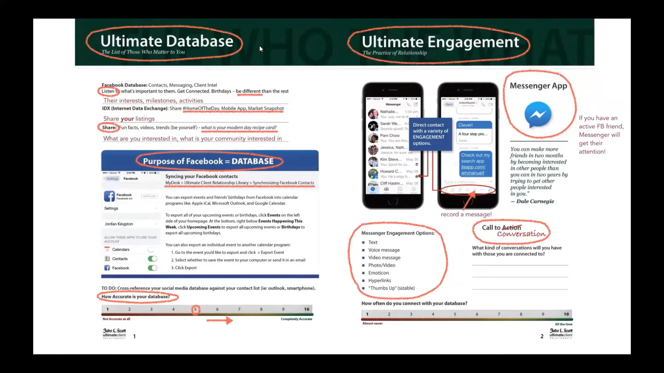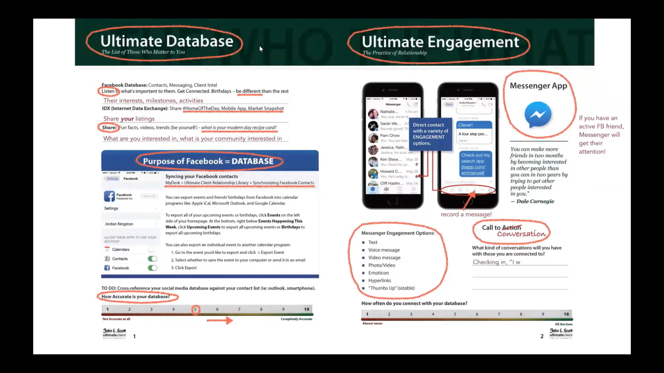That message is really powerful. Because that call to conversation could be something like at the end of your voicemail or at the end of your video message, I'd love to connect, love to catch up on coffee, whatever that is. You're asking for a reciprocal communication. You're engaging people. We talk about that engagement hour.